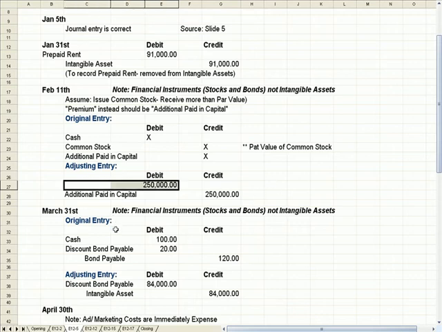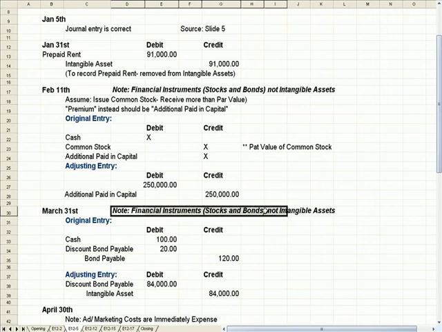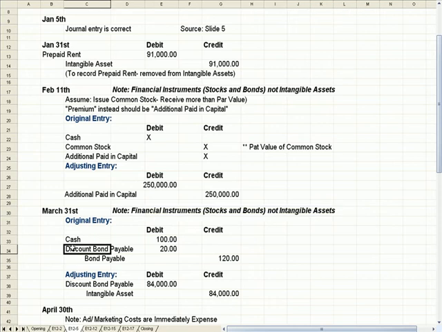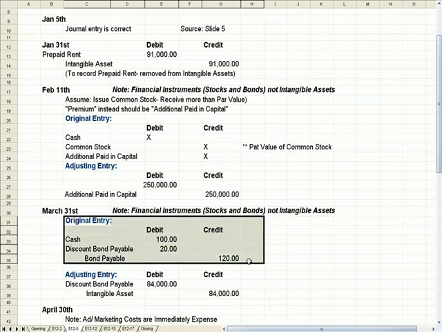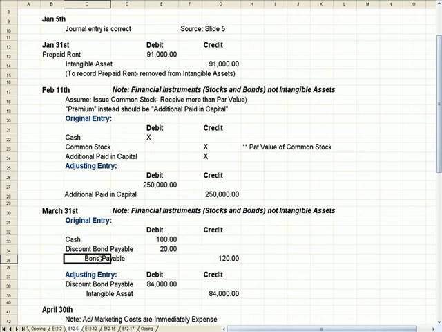March 31st, same thing. Financial instruments, stocks and bonds, are not intangible assets. Therefore, that discount on bond payable should not be in intangible assets. What the entry should have been was, we issue a bond. Here's the face amount, 120. I'm making numbers up just to illustrate. We get cash in the door.